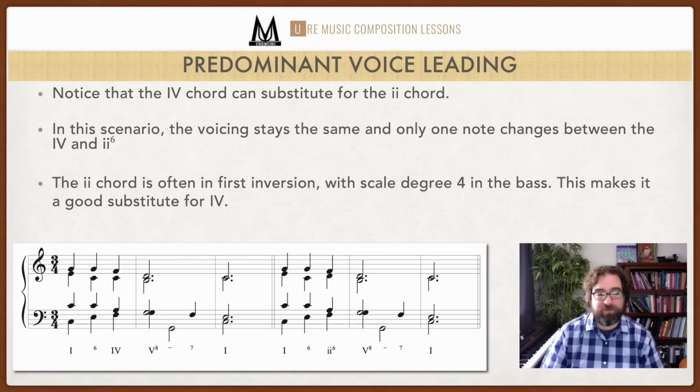So predominant voice leading. Notice that the 4 chord can substitute for the 2 chord. So we have 2 examples here. We have a 1 chord going to a 1/6, so your tonic area has been expanded by the 1 and the 1/6 chord, so you draw a T under the 1, and then you would just draw that line all the way over to the 6, and then you have your predominant, the 4 chord.